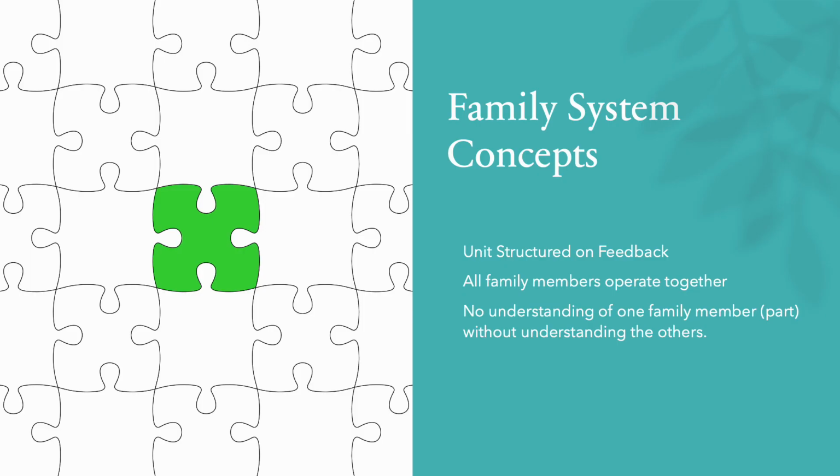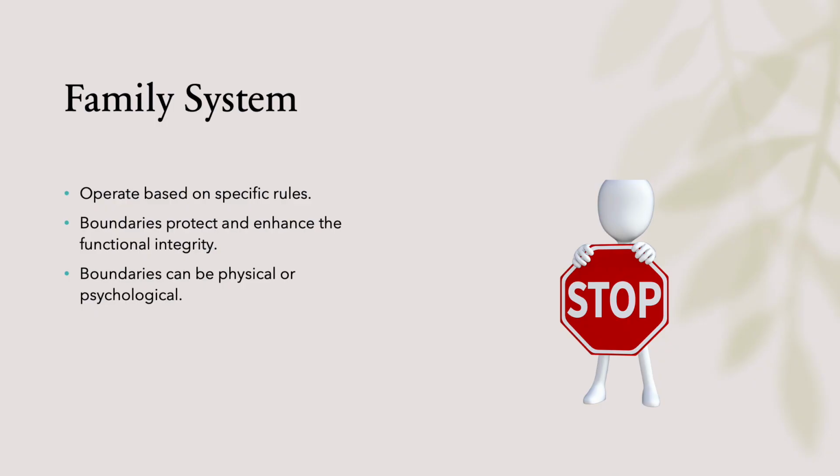Family system therapy concepts. A system is any unit structured on feedback, such as the family. The process by which all family members operate together is referred to as a family system. Family systems theory is based on the idea that one could not understand any family member part without understanding how all family members operate together in a system. The family system operates based on a set of rules that may be overt or covert.